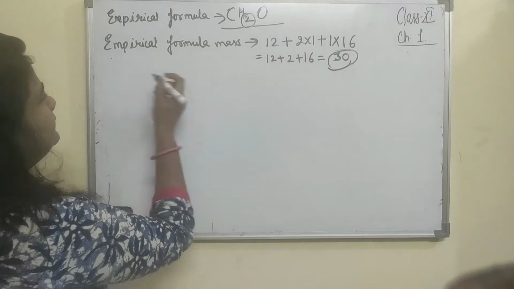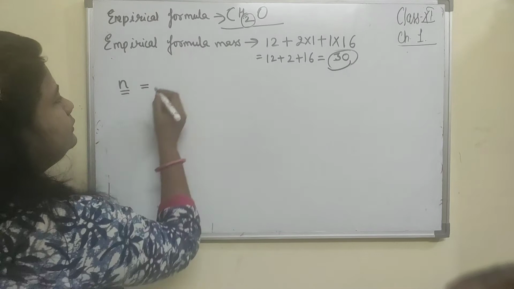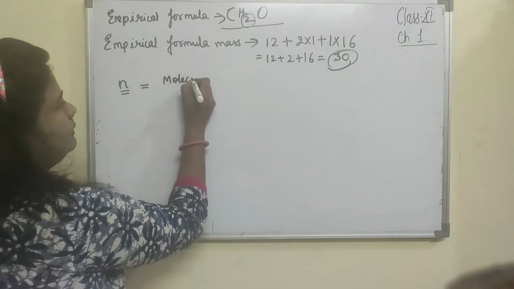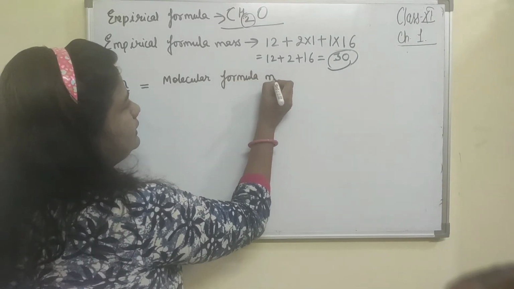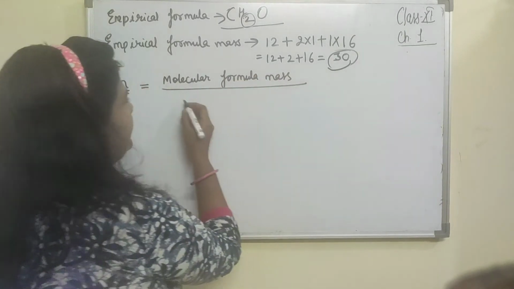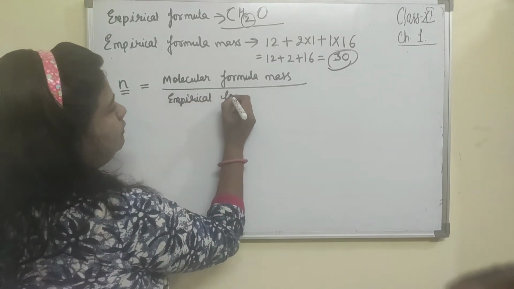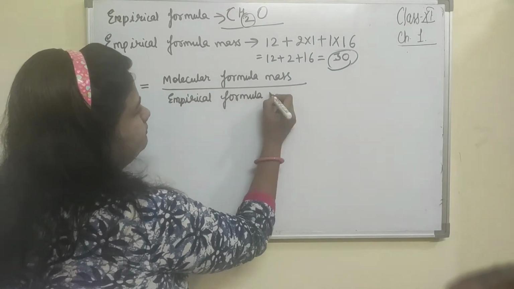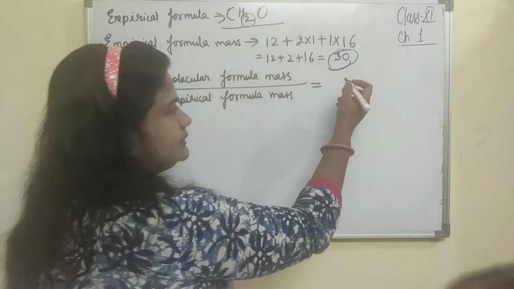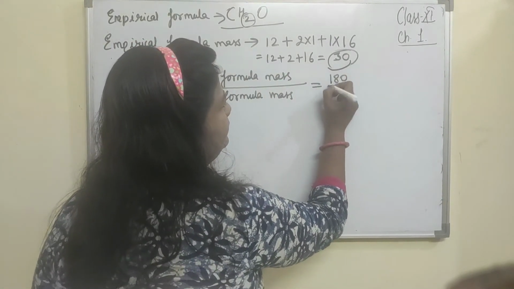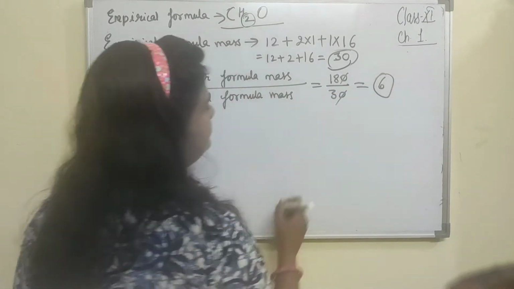Now you have to get the value of N, and the formula is N is equal to molecular formula mass divided by the empirical formula mass. The molecular formula mass is given to you as 180 and you have to divide it by 30. Now you will get the value of N as 6.